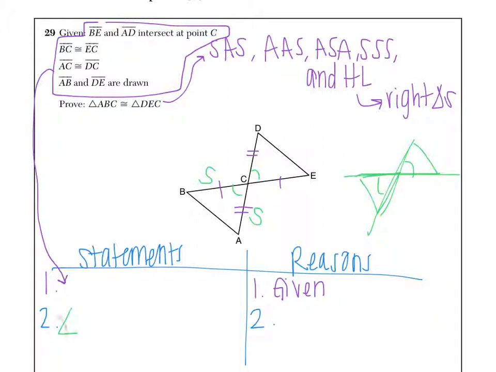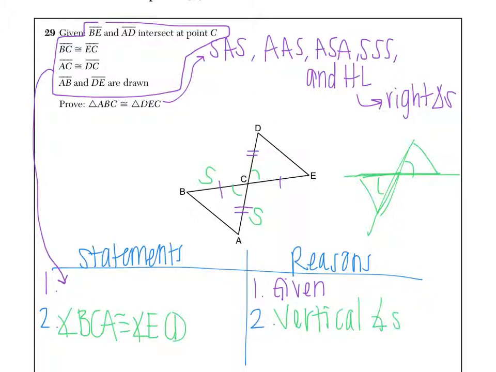So angle BCA is congruent to angle ECD. And this is because they are vertical angles. And I can't just stop there, I have to actually keep explaining. Vertical angles are congruent. So then step 3, when I look back at my picture, I now have 2 pairs of sides and 1 pair of angles.